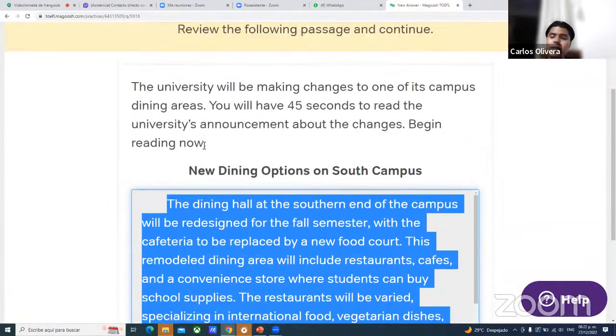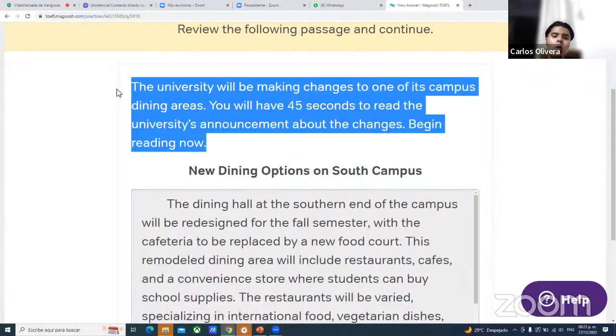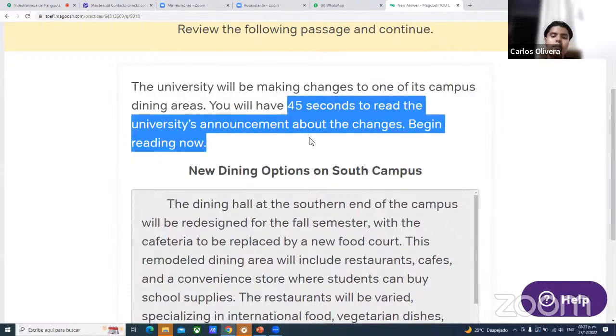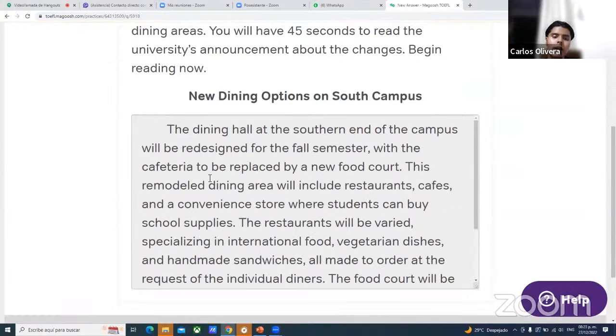And I recommend you read this, because as I said, it offers you some context and background, which, if you want to understand this, you have to accept and read. So let us read together what it says. The university will be making changes to one of its campus dining areas. You will have 45 seconds to read the university's announcement about the changes. Begin reading now. And there you will read this.